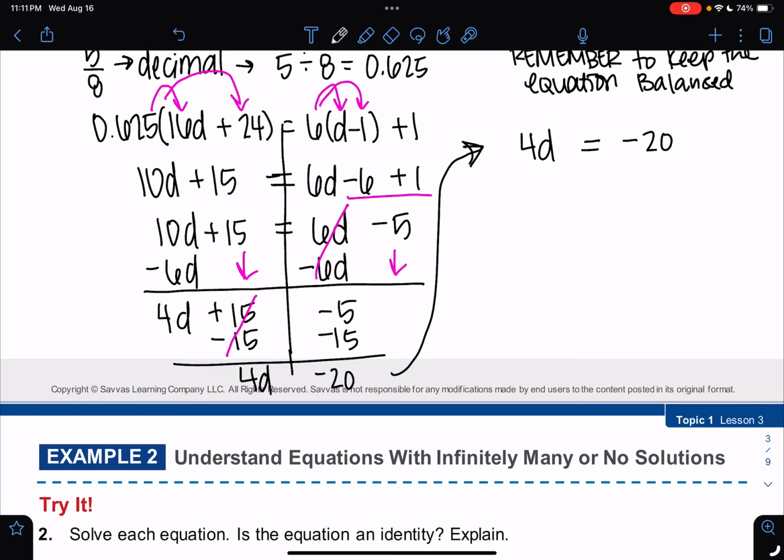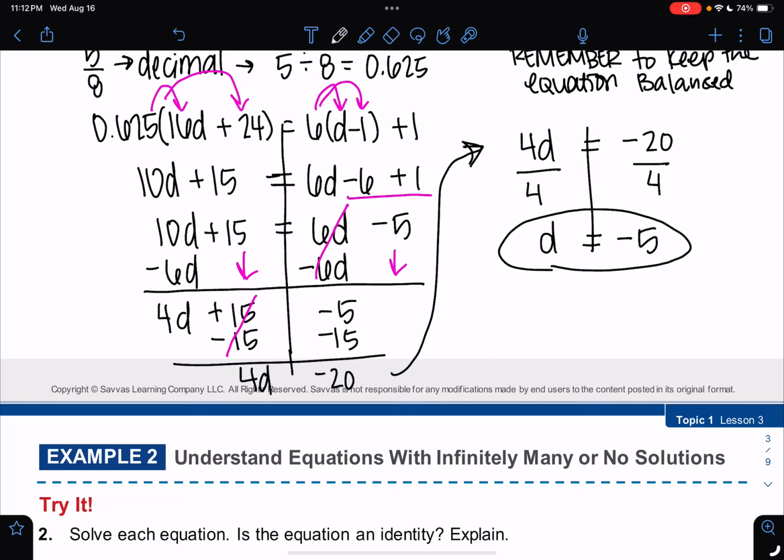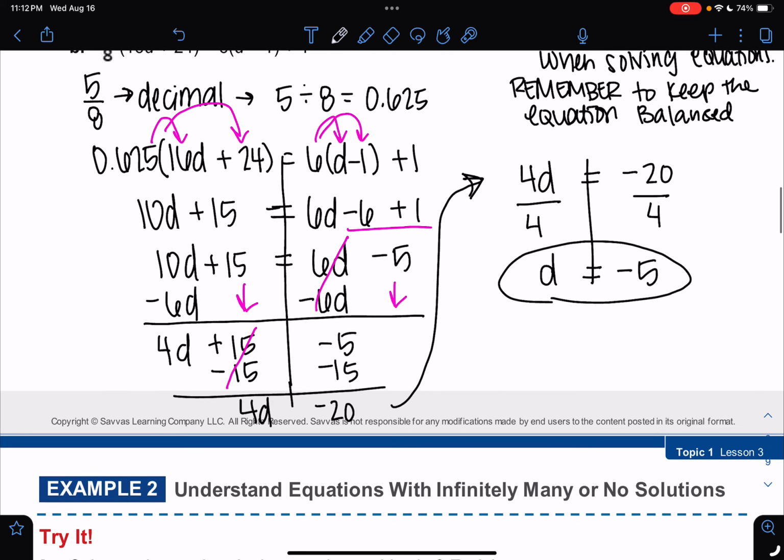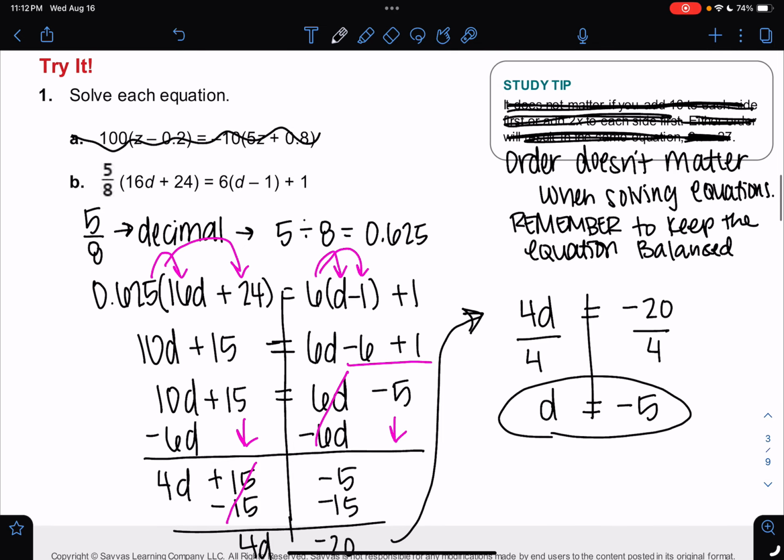Sorry about that. And finally, I'm going to go ahead and divide both sides by my coefficient, which is 4. Okay, so D is going to equal -5. And that's my answer there. All right, so there is your try number 1. And we're going to go ahead and move along.